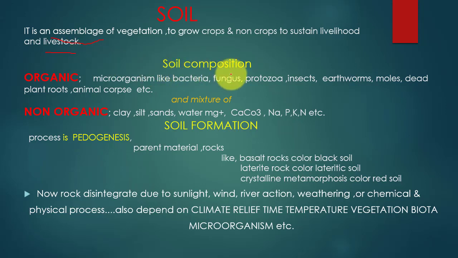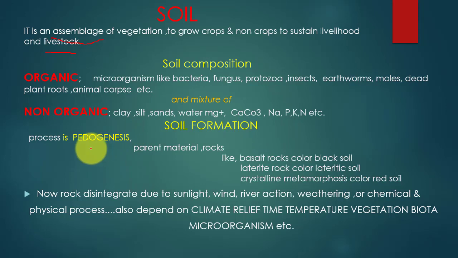Now, what is soil composition? Soil composition means a mixture of organic and non-organic matter. Organic matter includes microorganisms like bacteria, fungus, protozoa, insects, earthworms, mold, dead plants, animals, crops, etc. And the non-organic matter includes clay, silt, sand, water, magnesium, calcium carbonate, sodium, phosphorus, potassium, nitrogen, etc. And now, how is soil formed, or what is the process of soil formation?